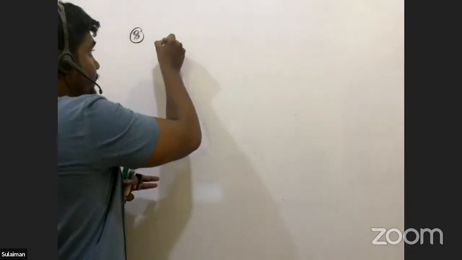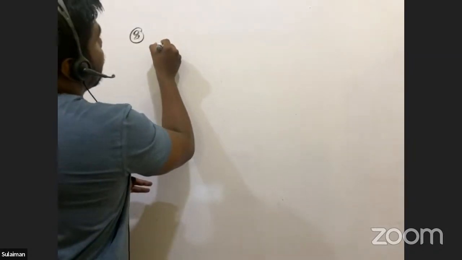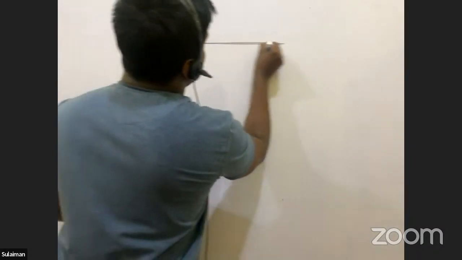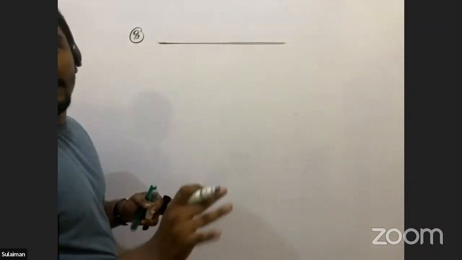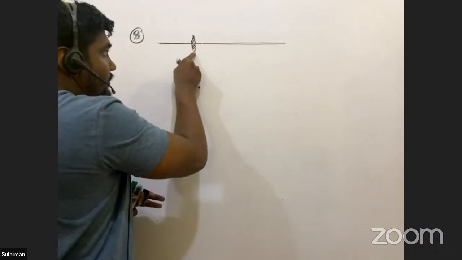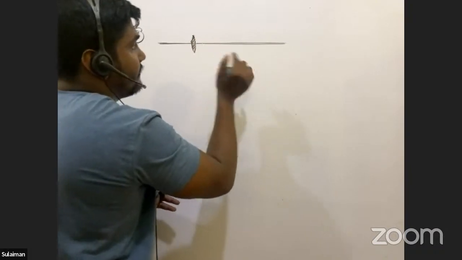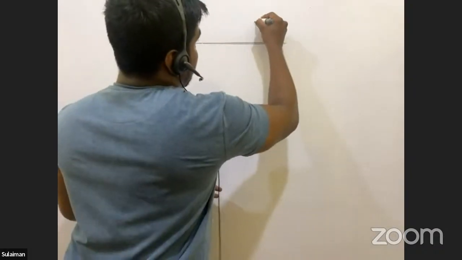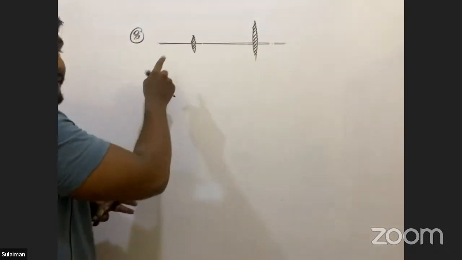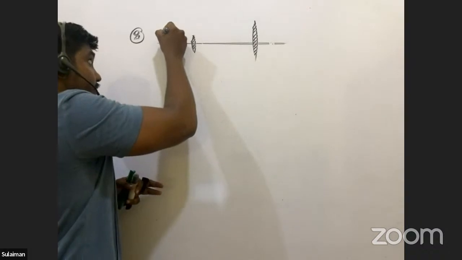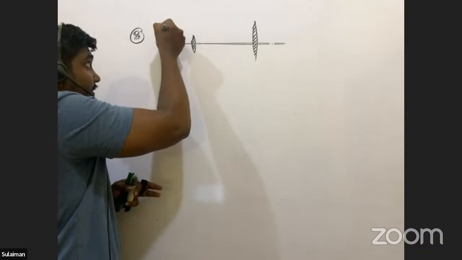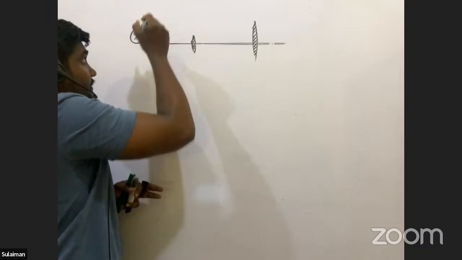Now there's a compound microscope. This is your objective lens. This is the eyepiece lens. Now that's an object. They have given the object height as 1 centimeter.